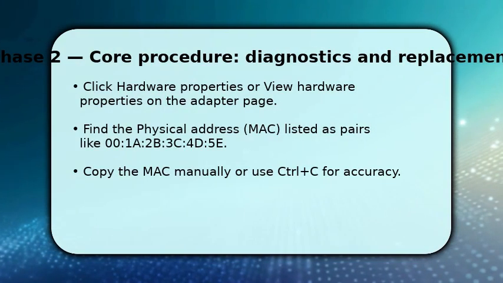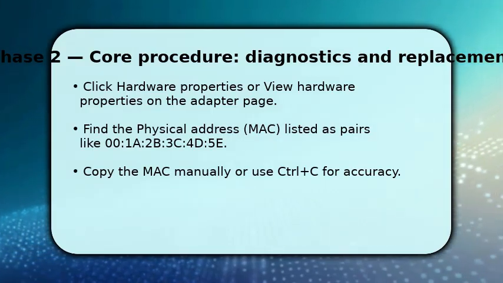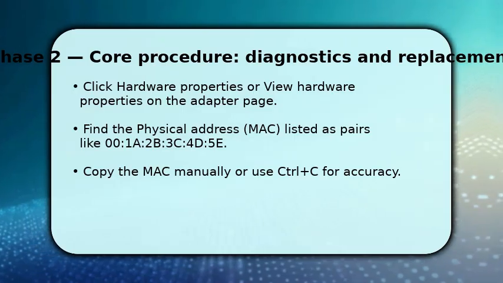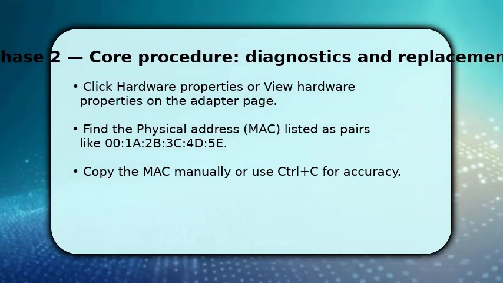Once you click the adapter's hardware properties, you'll see a field labeled Physical Address. This is the MAC address, formatted as 6 pairs separated by colons. You want to copy that string exactly because it uniquely identifies your network interface.